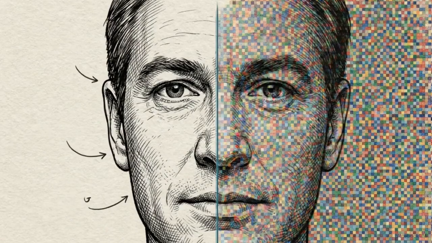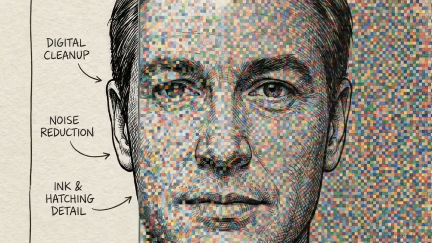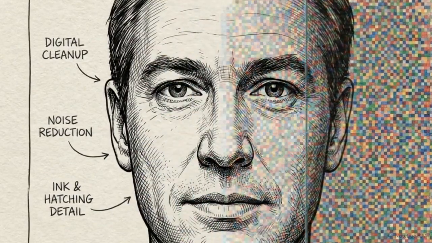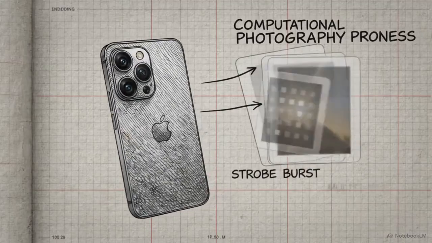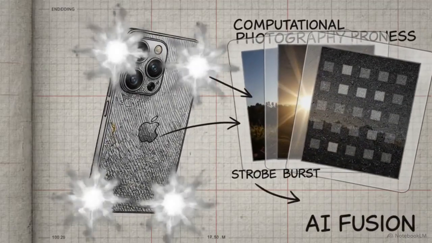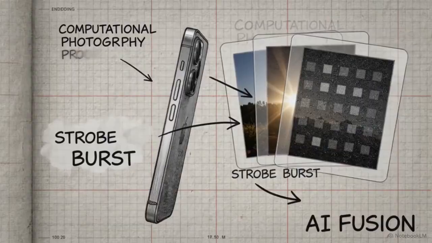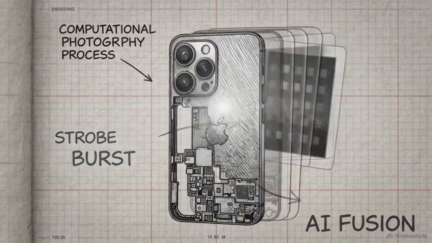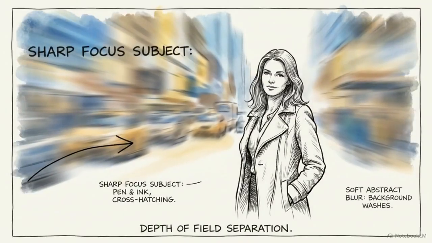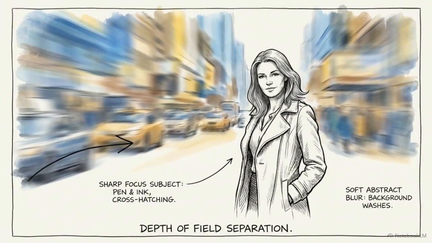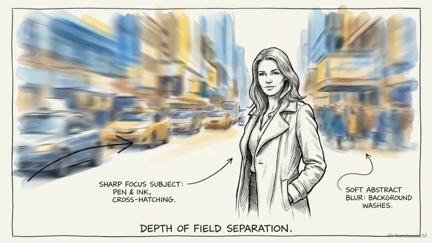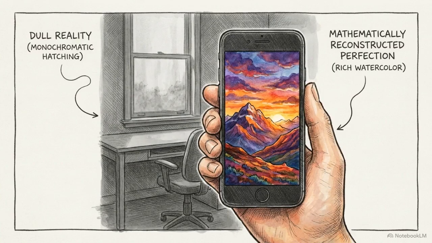The processor then begins a digital cleanup phase. Algorithms scan the grid to identify and remove electronic noise, while adjusting the white balance to ensure the colors look accurate. Modern smartphone processors take this further through computational photography. They capture multiple exposures simultaneously the moment you press the button. Artificial intelligence models analyze these combined frames to pull detail from shadows, preserve highlights, and even artificially blur the background for portraits. The camera processor mathematically reconstructs a perfected version of reality.